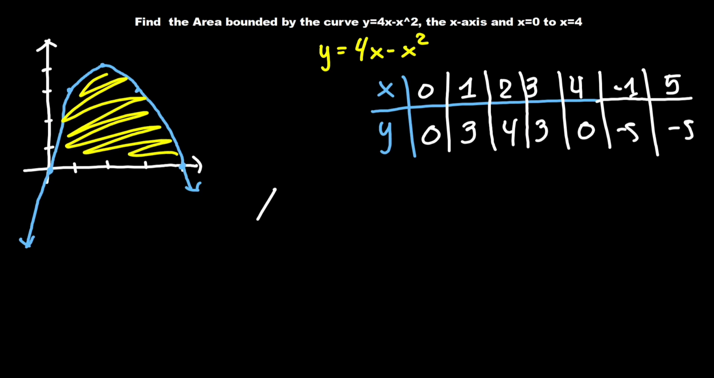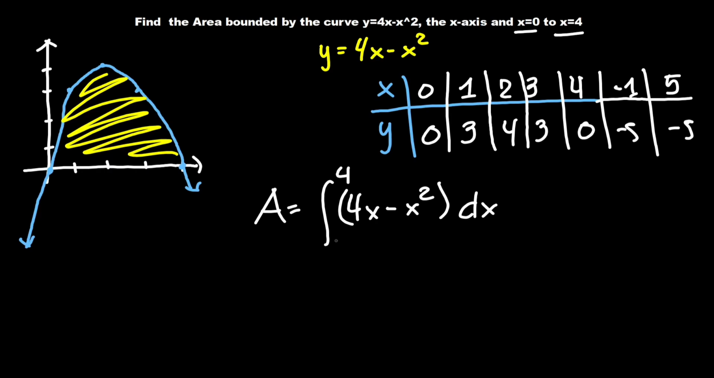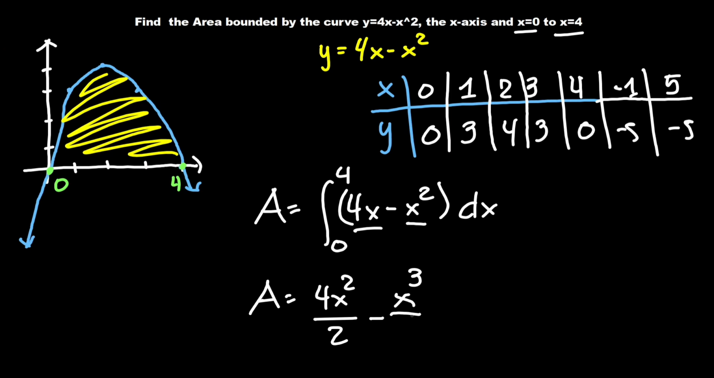And so, our area right here would be equal to the integral of the value of y, which is 4x minus x squared, dx. And our upper limit here, if given, is just simple, which is 4, and the lower limit would be 0. But if you also look at the graph, the point here is at x equal 4, and the other point here is x equal 0. So, the integral of 4x would be 4x squared over 2 minus the integral of x squared, which is x cubed over 3.